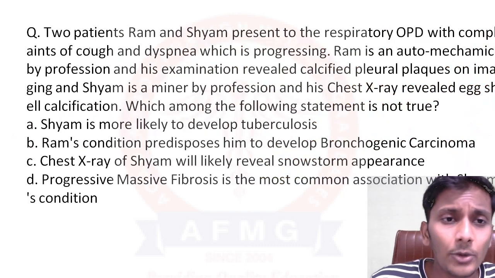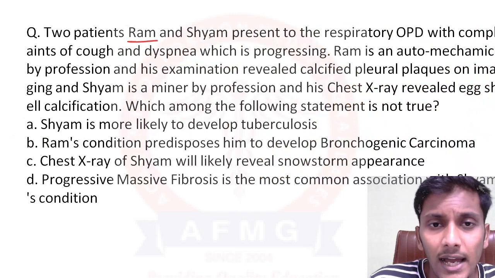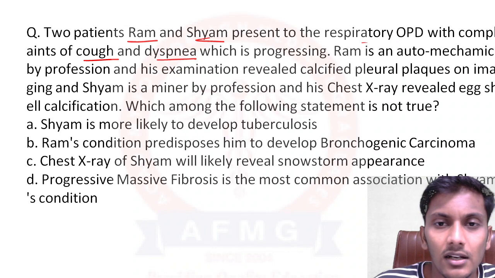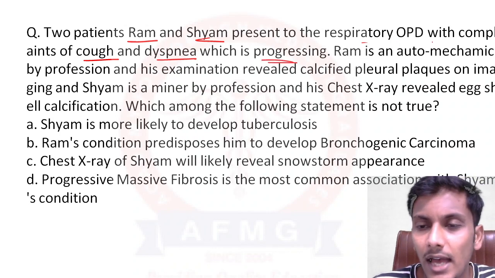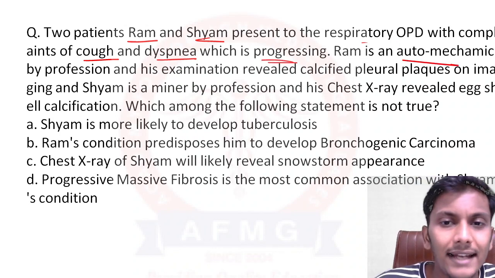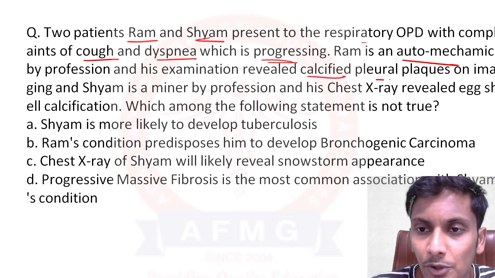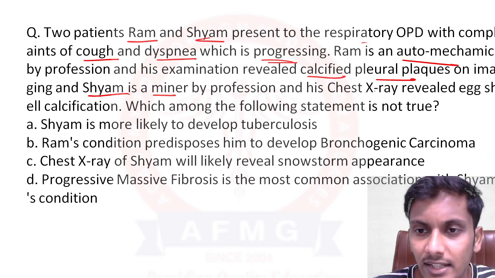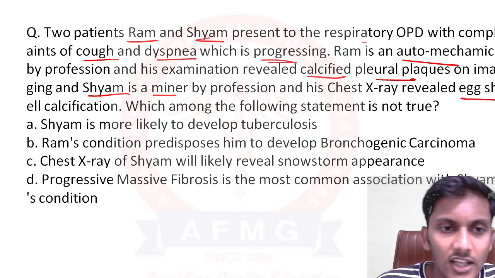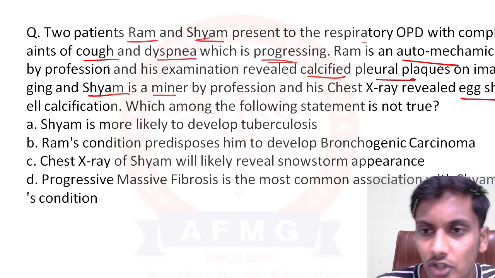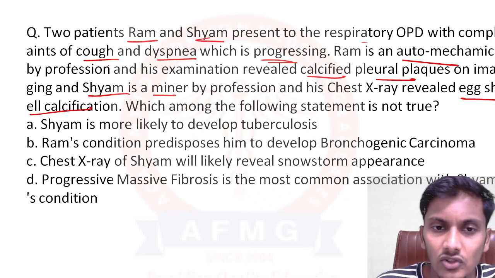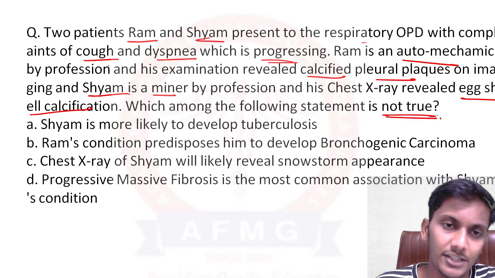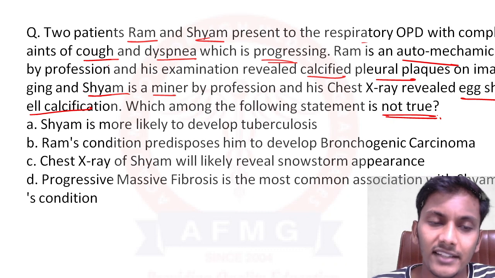Now the question states, there are two patients, Ram and Shyam, who present to the respiratory OPD with complaints of cough, dyspnea, which is progressing. Ram is an auto-mechanic by profession, and his examination revealed calcified pleural plaques on imaging. And Shyam is a miner by profession, and his chest X-ray revealed eggshell calcification. Important one guys. So Shyam's X-ray is revealing eggshell calcification. Which among the following statements is not true? We need to find the false statement. This is very much important. Always read the last line carefully.